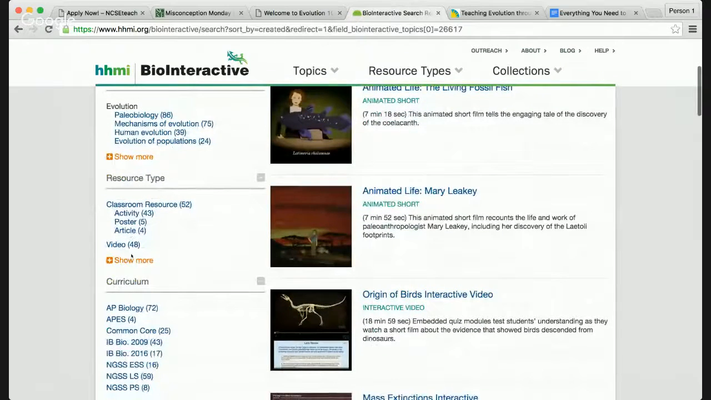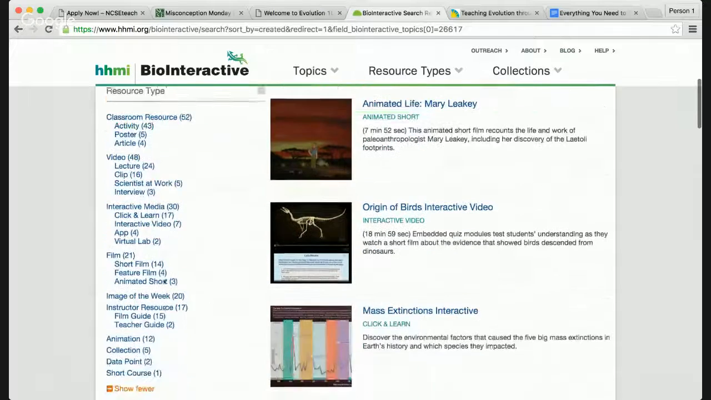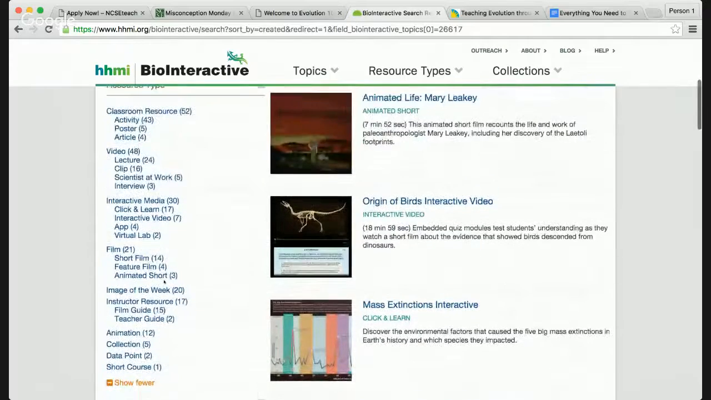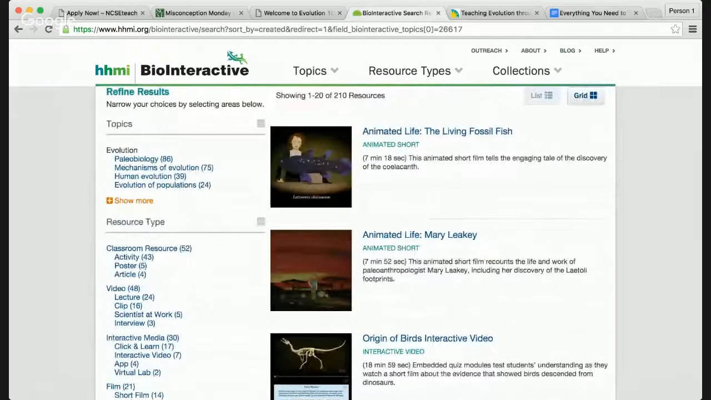These are all the resources. You can search by type. And you can see it's a dizzying amount of stuff, and they're adding more every day. So this is a wonderful resource that you should certainly know about.